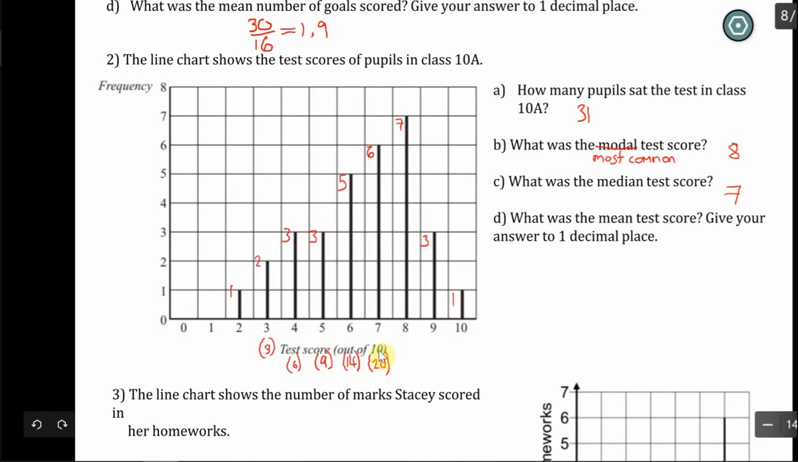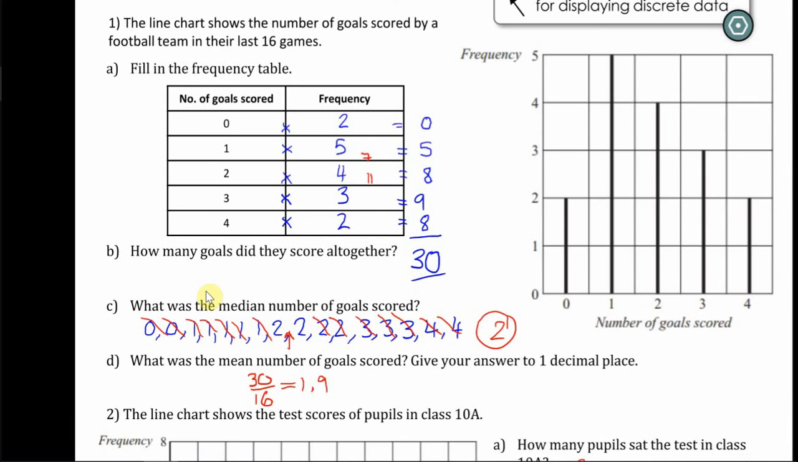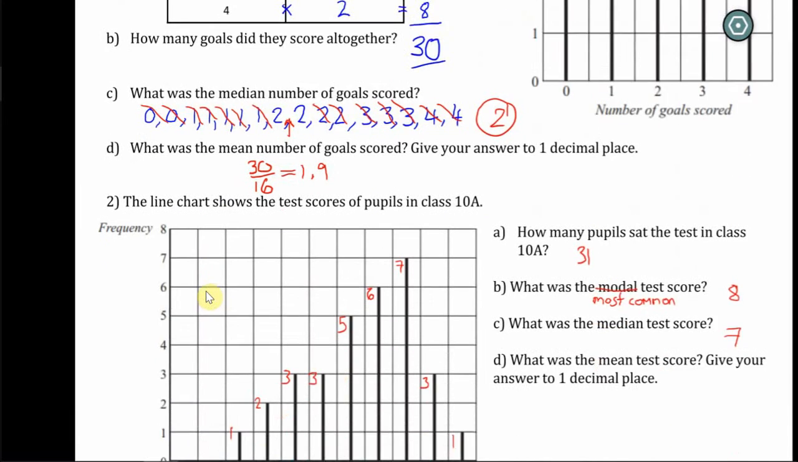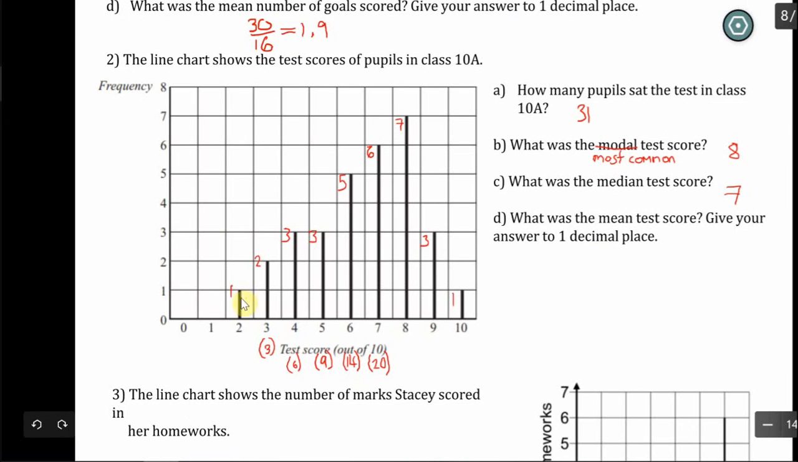What was the mean test score? Okay, now this is a little bit tricky. We need to work out the total test score. So we need to do similarly to what we did in the previous question, but we add a table to do it. We need to figure out the total test score. If 1 person got a score of 2, how many points is that, if you like? What total score is that?